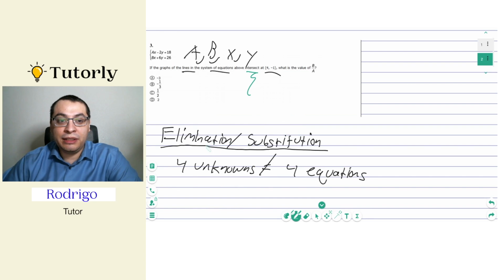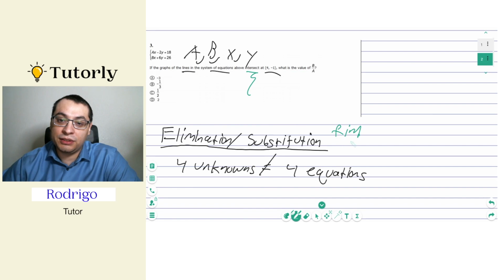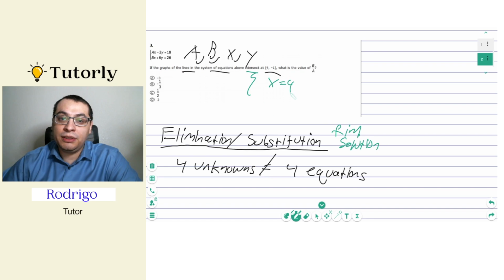Now, to reiterate, the purpose of the elimination or substitution method is to find the solution. In this case, we already have that solution in the form of x is equal to 4 and y is equal to -1. Now, why do I know that the point of intersection must be the solution of the system of equations? Well, let me explain.